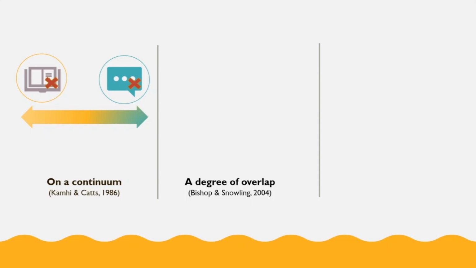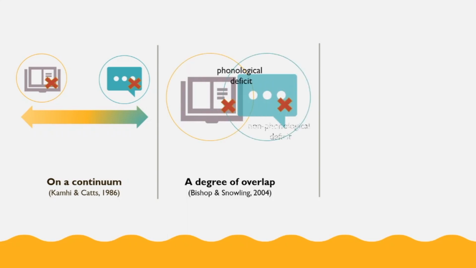In 2004, Bishop and Snowling described these two disorders as different, distinct, except that they share a phonological deficit, so there's a degree of overlap there. And then only the group with DLD have a non-phonological deficit.